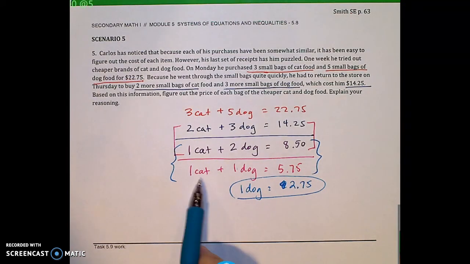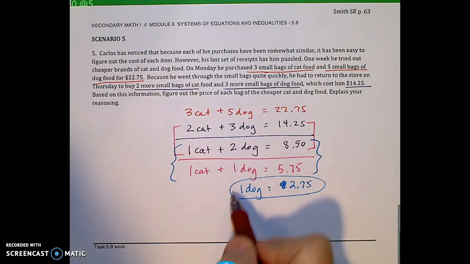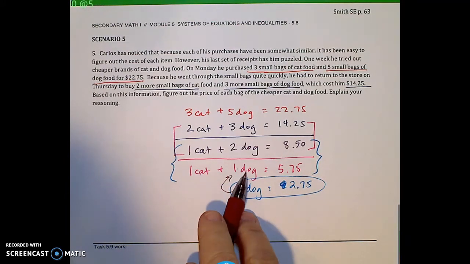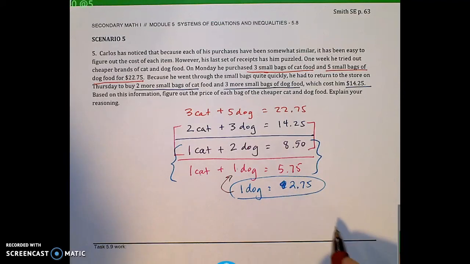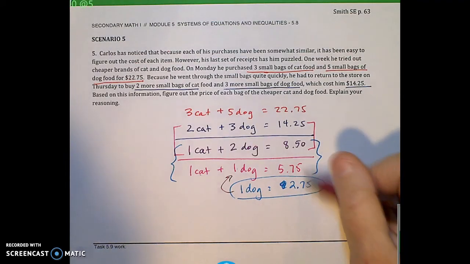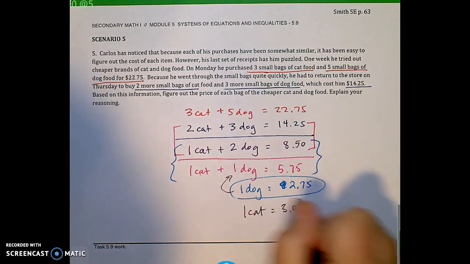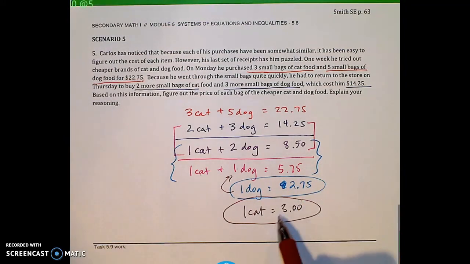$2.75. And to figure out the cat food, I'm just going to go right here. 1 cat plus 1 dog food at $2.75 equals $5.75. So the cat food must just be the difference in these 2, which, that's a little bit easier math, $3. A bag of cat food is $3. A bag of dog food is $2.75.